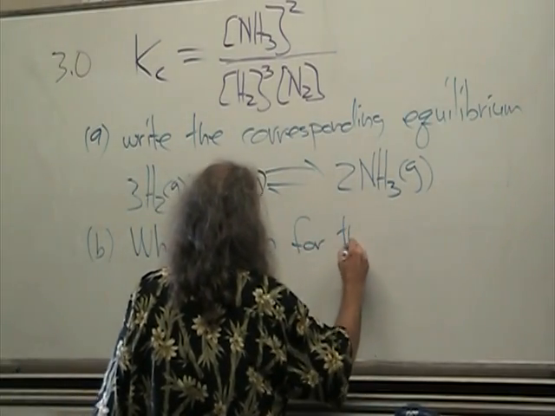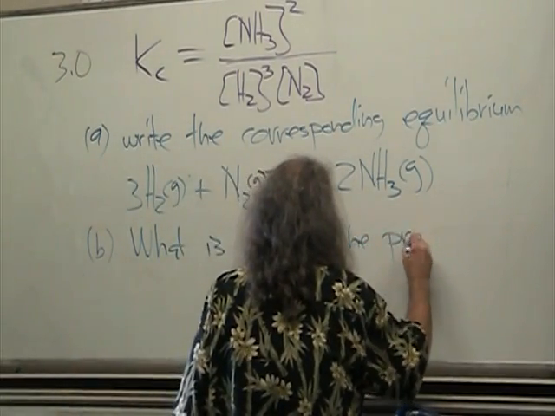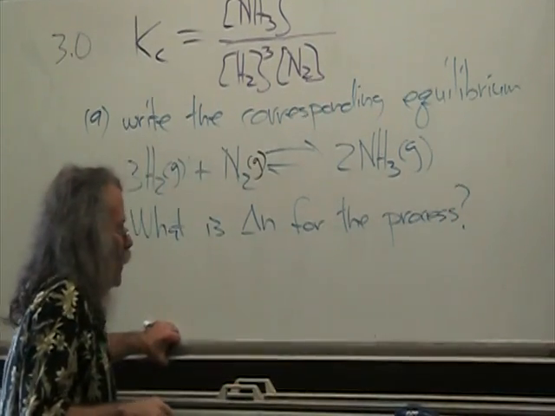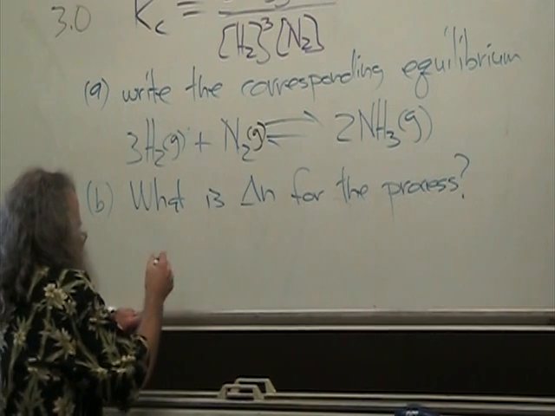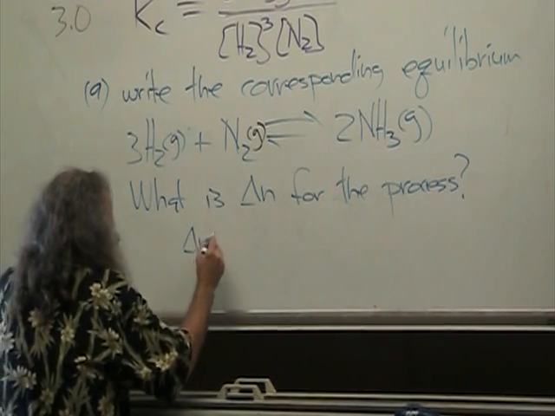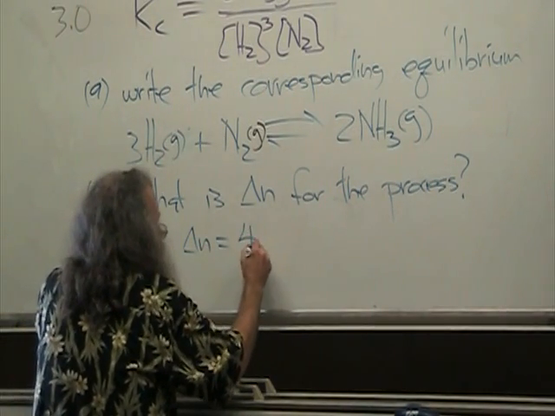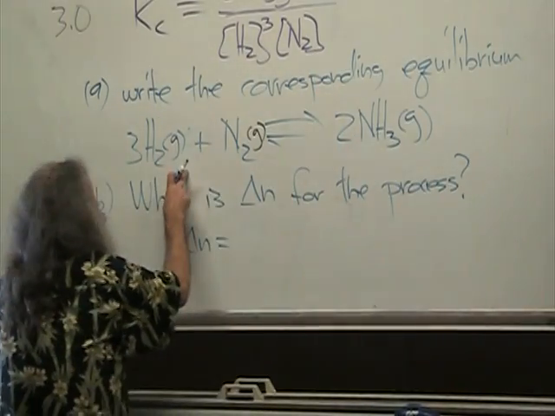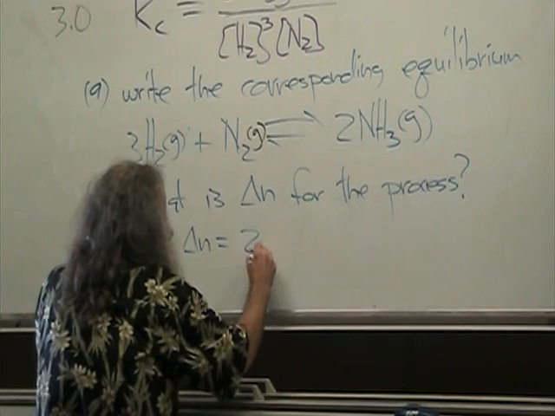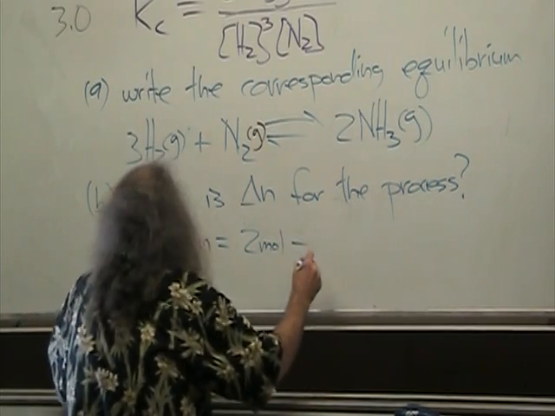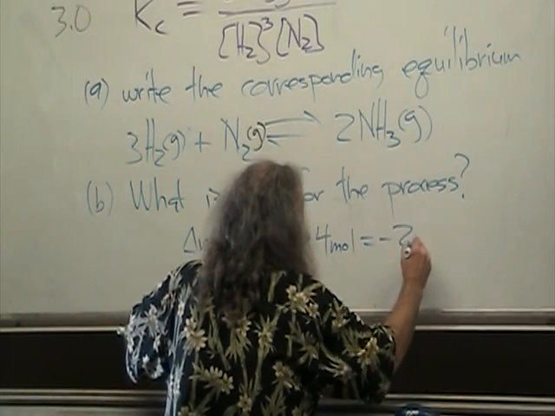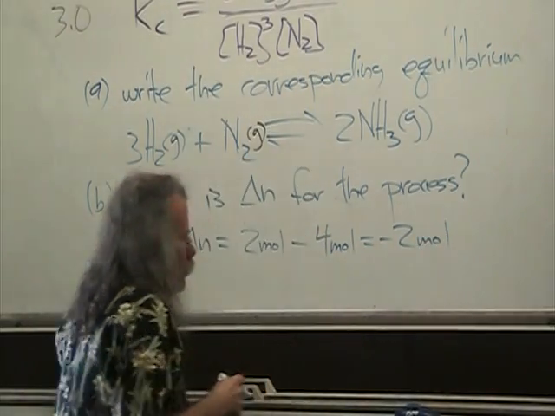Changing moles, right? Just from 4 to 2. So what is that? Delta N is going to be 4 moles to 2 moles. No, it's final minus initial. So it's 2 moles minus 4 moles equals negative 2 moles.